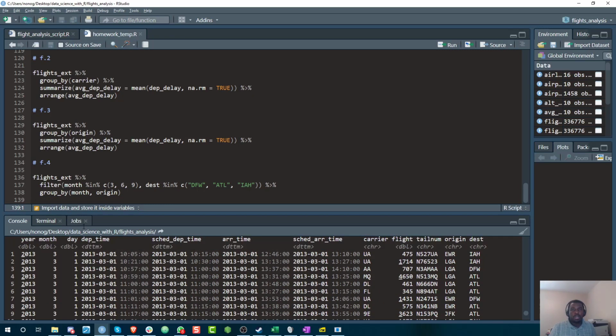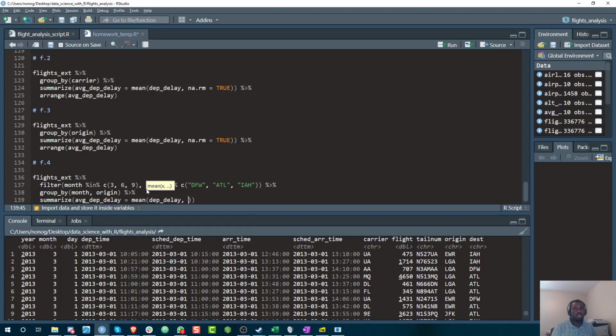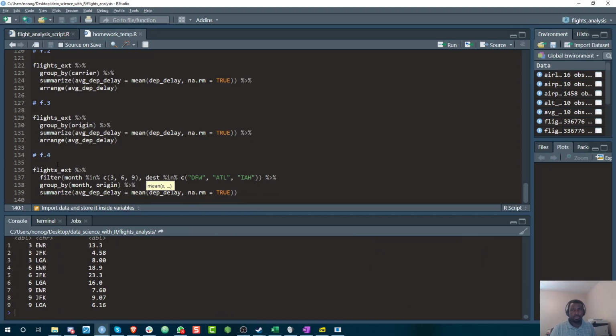Oh, we're not done. After grouping, we now want to compute the average departure delay. So avg_dep_delay is the mean of departure delay, with na.rm equals TRUE. So you see now, for each month, we have the average departure delay for these origins.